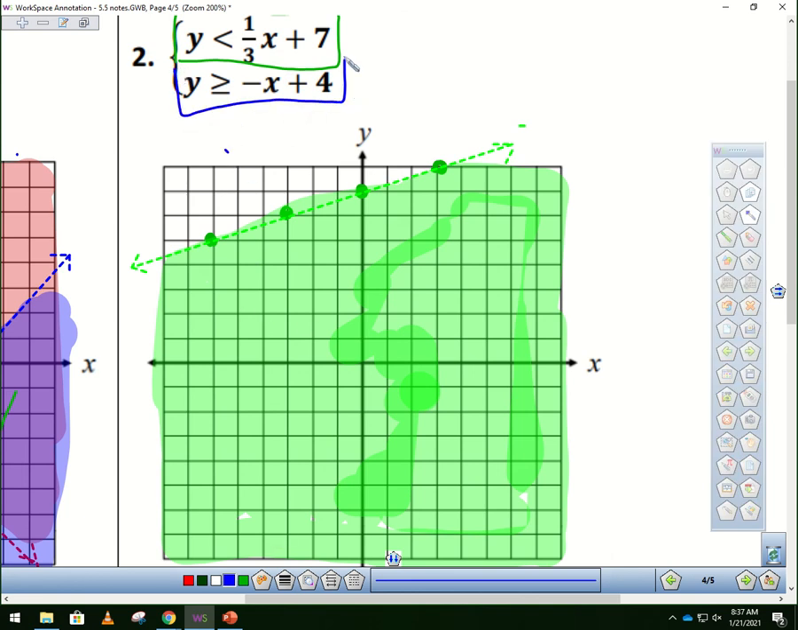Alright, so this one we're going to graph. What's my y-intercept on the blue equation? 4. Good, so we're going to start at 4. 1, 2, 3, 4. And our slope is -1. See that, -1? Which means we go down 1 over 1.